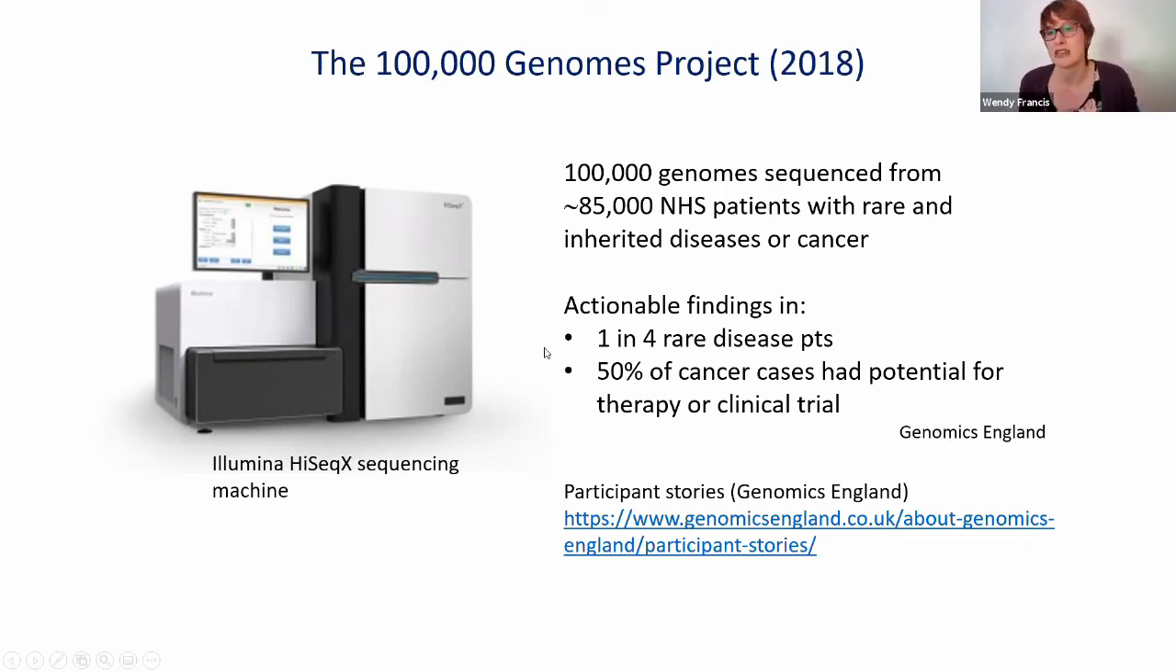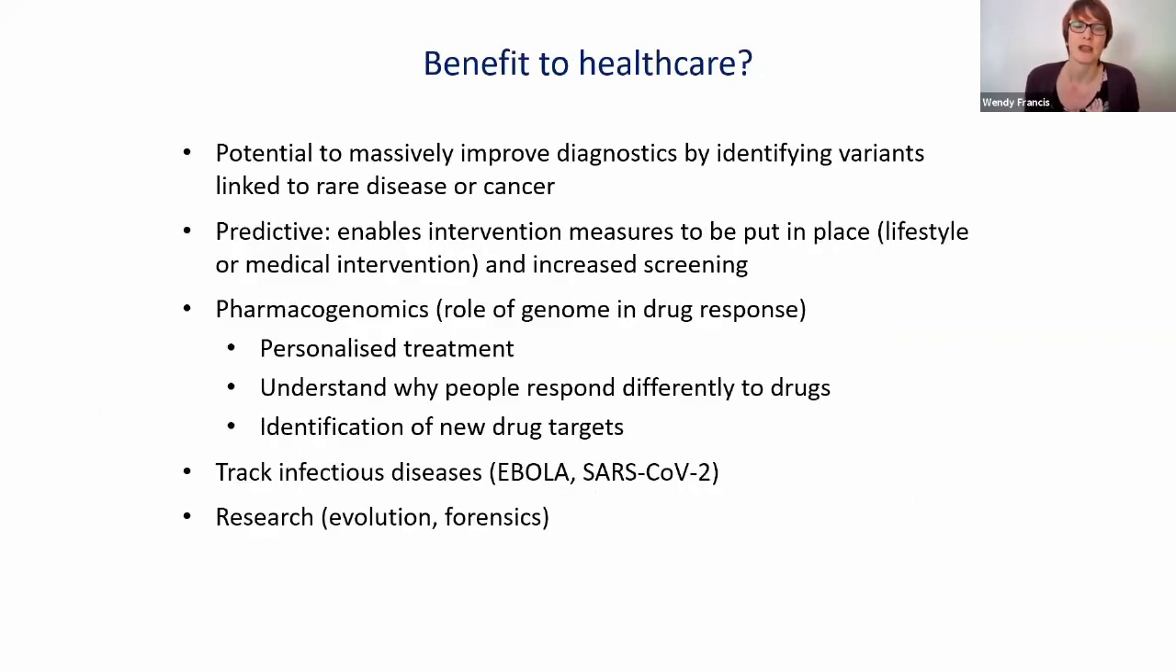So perhaps they've gone through years of testing and not come up with a diagnosis, but then following the 100,000 Genomes Project, they've been able to identify the variation within the DNA and establish the dysfunctional protein, for example, or to be able to give that patient a diagnosis. So there is a significant benefit to healthcare by being able to sequence our genome. You can't get your genome sequenced on the NHS at the moment unless you are involved in one of these projects like the 100,000 Genomes Project. But the potential is there to massively improve diagnostics by identifying these variants that are linked to rare disease or cancer.